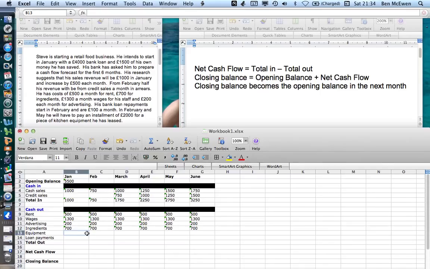Equipment. He doesn't pay that every month. We've just got these two instalments, one in February, £2,000, and one in May. And then his loan repayments. They don't start till February, but they're every month and they're £100.